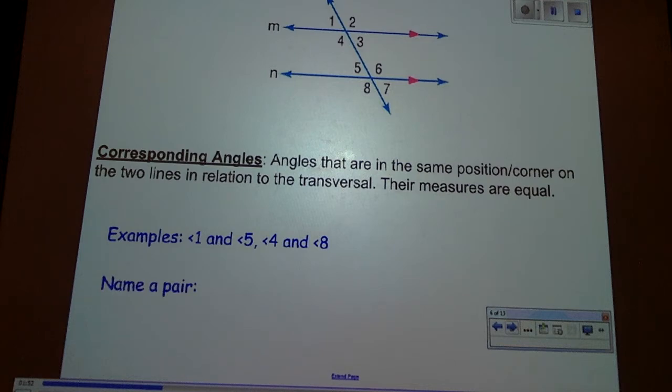Next, we have corresponding angles. These are angles that are in the same position or corner on the two lines in relation to the transversal. Their measures are equal to each other. So one example are angles 1 and 5. They're both in the top left corners. Then we have 4 and 8. They're on the bottom left corners. And if you highlight their angles, you could see 4 and 8 are both obtuse, so they'll be equal in measure. And 1 and 5 are both acute angles, and they're going to be equal in measure. Can you name another pair of corresponding angles?